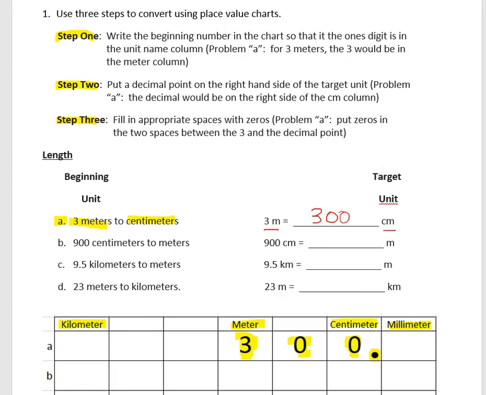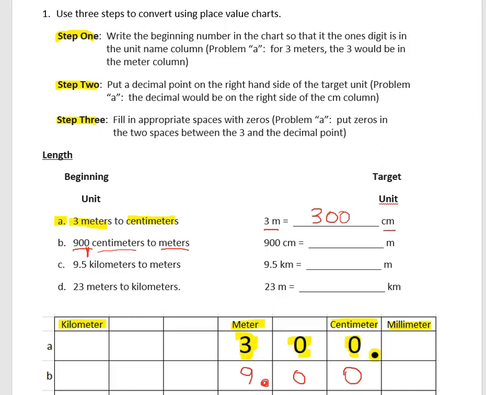If I look at the next problem, we have 900 centimeters and we're going to convert that to meters. So again, step 1 says write the beginning number so that the ones digit of the number is in the unit name. Well, the unit name is centimeters. The ones digit would be 0. So I'm going to write the 0 in the centimeters column and fill in the rest of my number. Step 2 says put a decimal point on the right-hand side of the target unit. My target unit is meters. So I'll put a decimal point on the right-hand side.